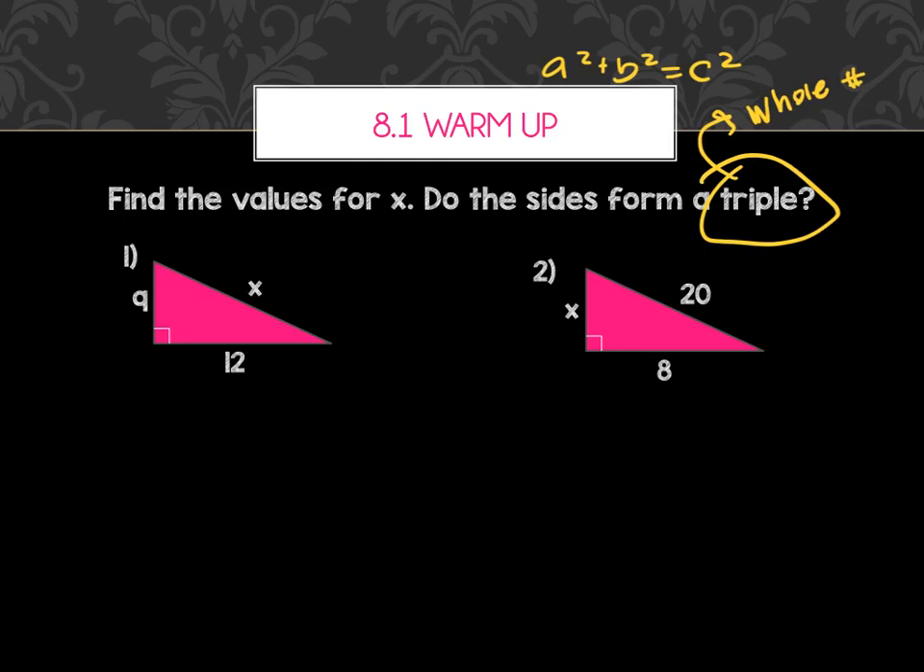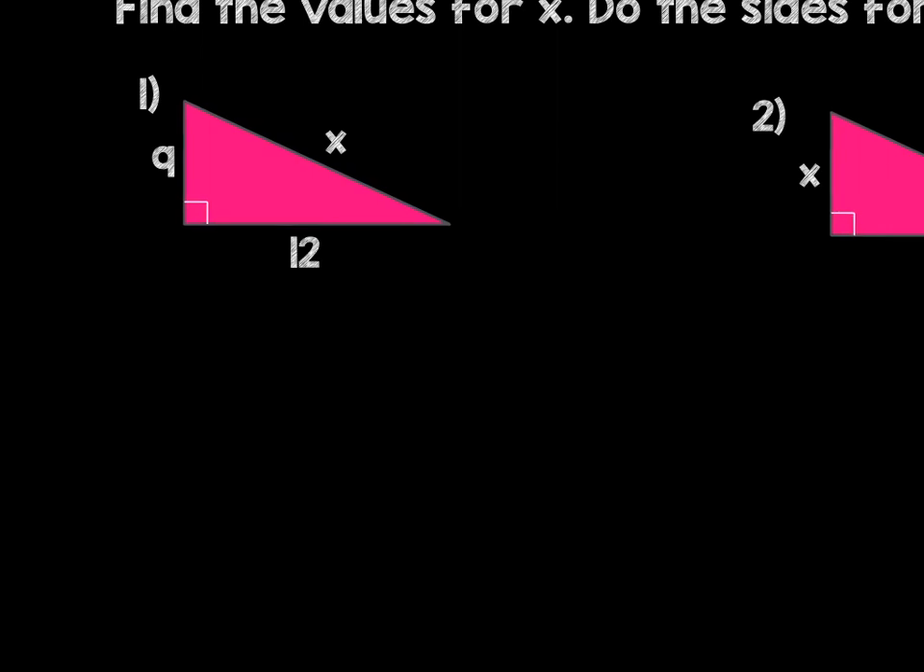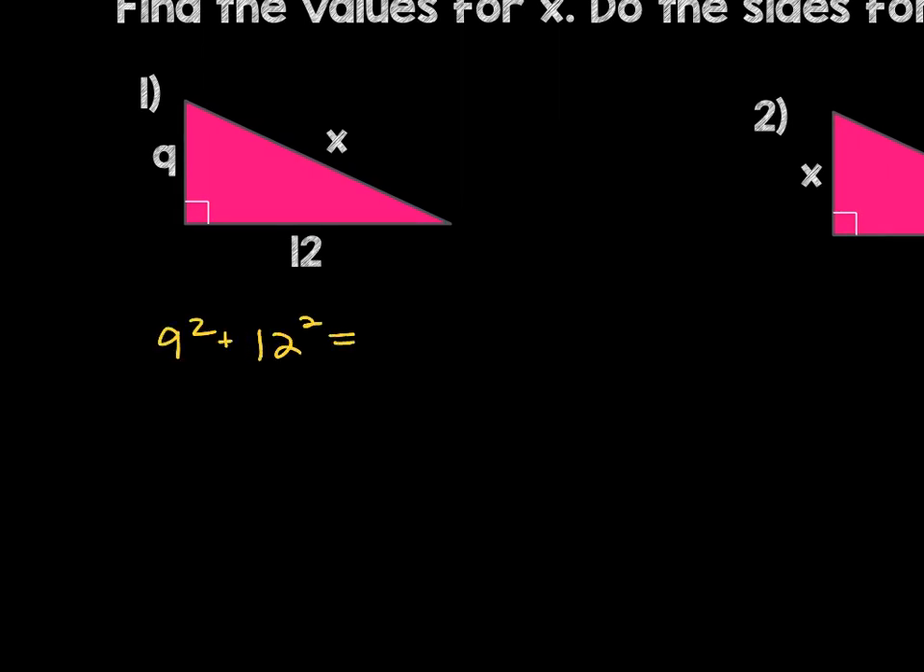So if you look at number 1, this is 9 and 12 and x. So I could do 9 squared plus 12 squared equals x squared. How do I know the x goes on the side by itself? Why do I put the x by itself? Because it's C. How do I know it's C? Because it's on the other side of the equal sign. But what makes x go there? It's the hypotenuse. It's opposite the right angle.